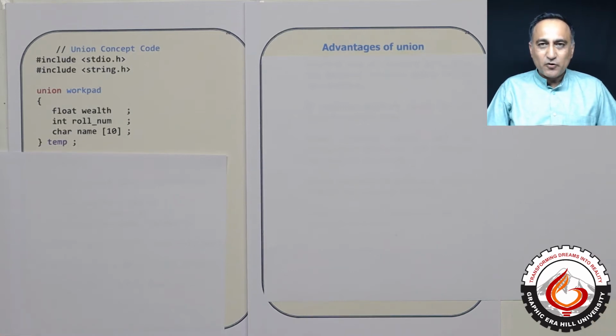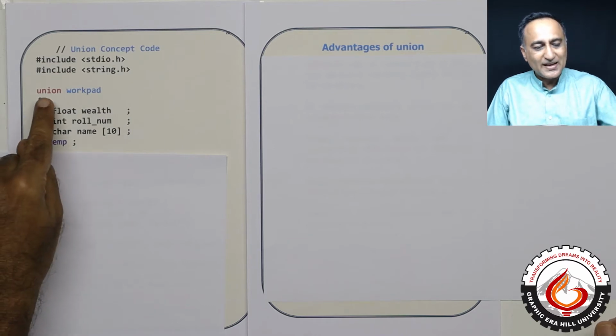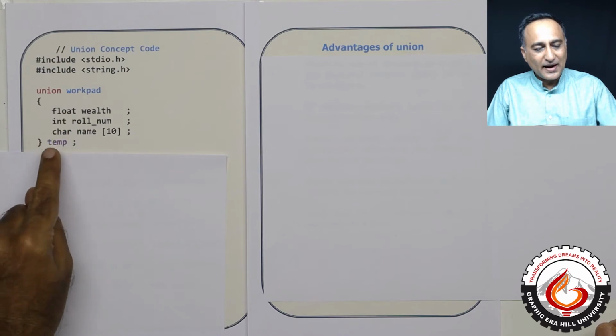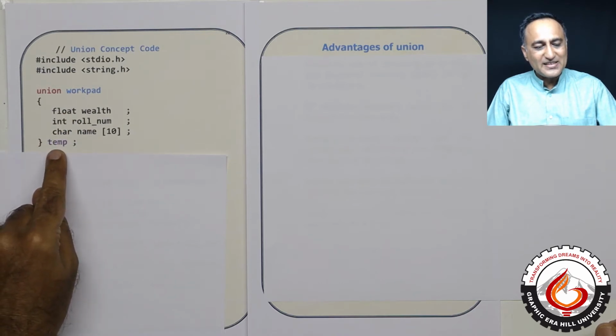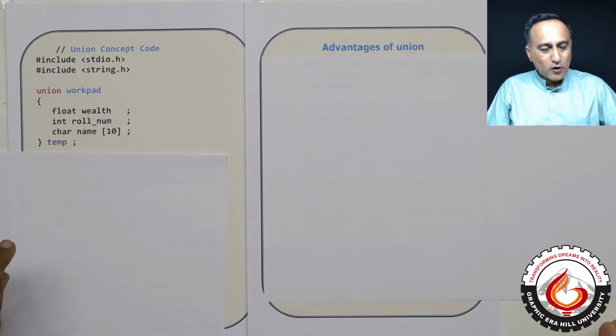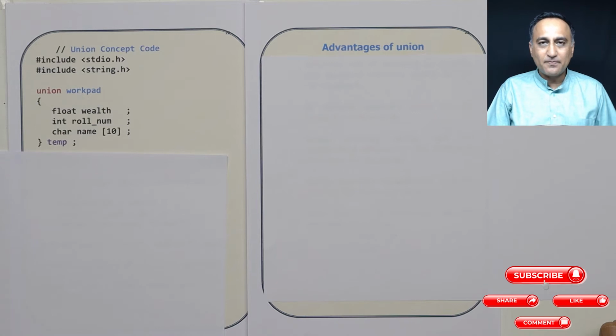But let us say I'm working in an environment where I need to save as much memory space as possible. So what I will do is I'll declare a union. The name of the union is workpad, and temp indicates it's a variable of this particular type. Now, if I had found out the size of wealth plus roll number plus name, the size would be 18 bytes based on the assumptions I spoke about.